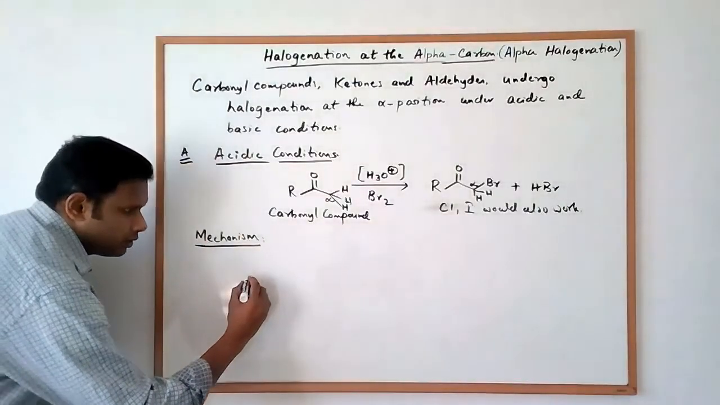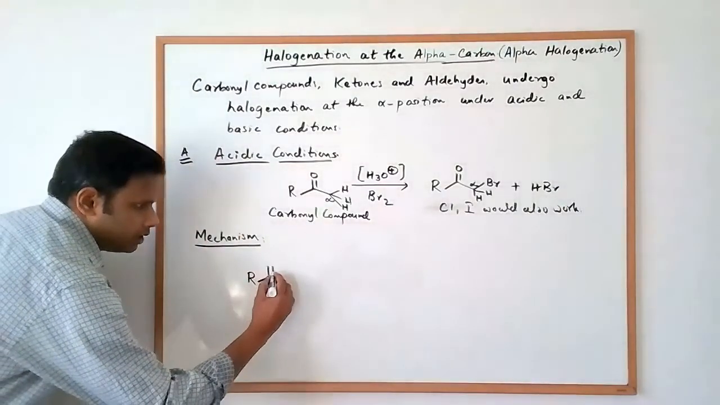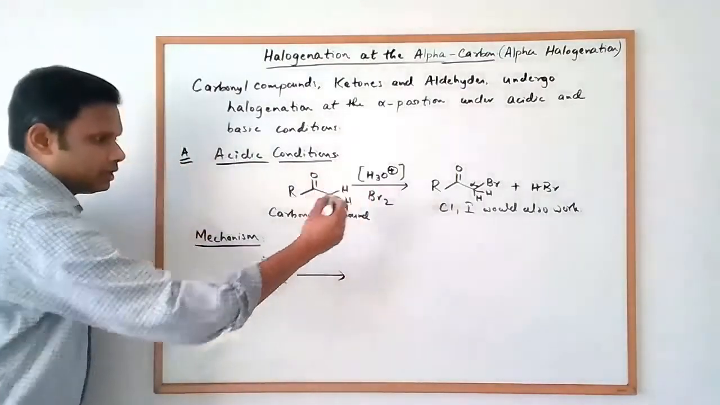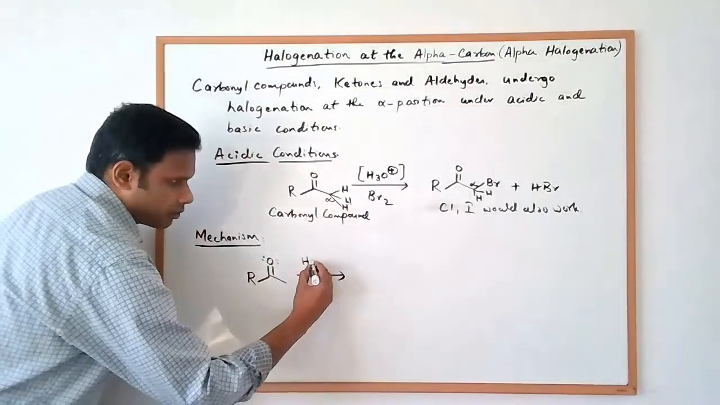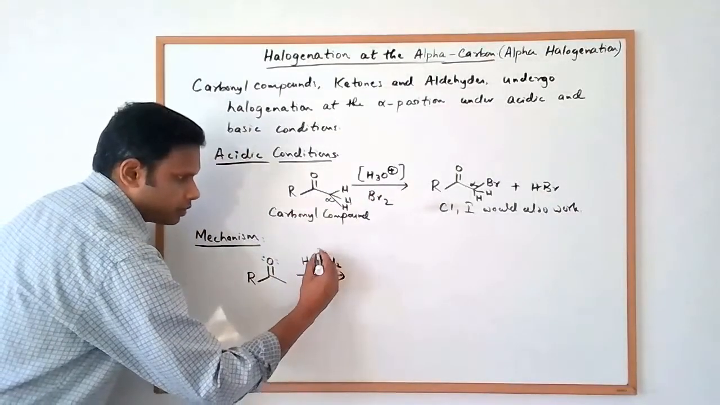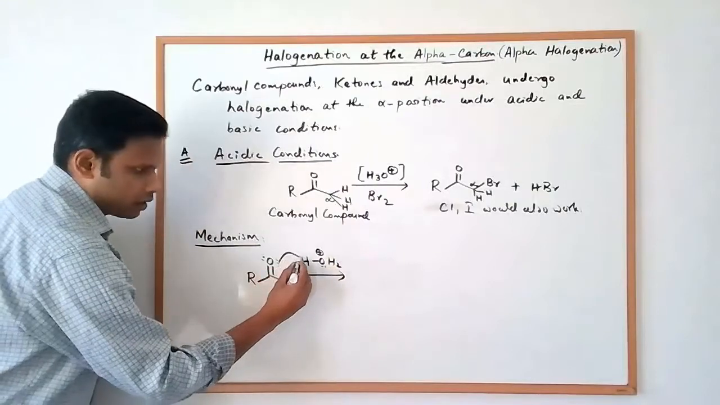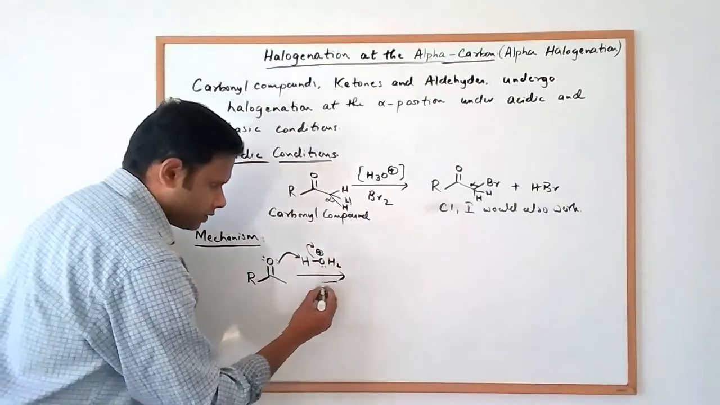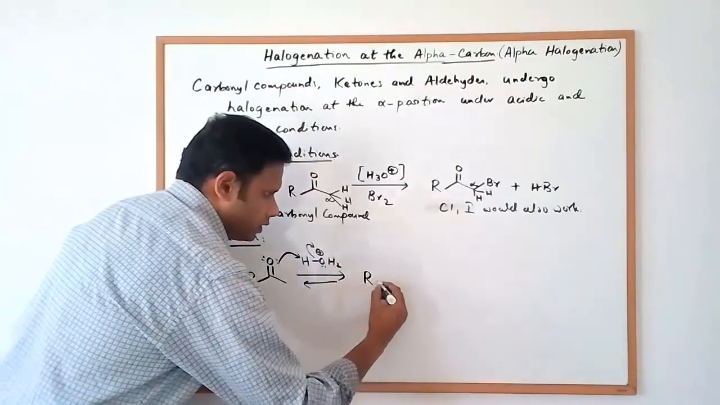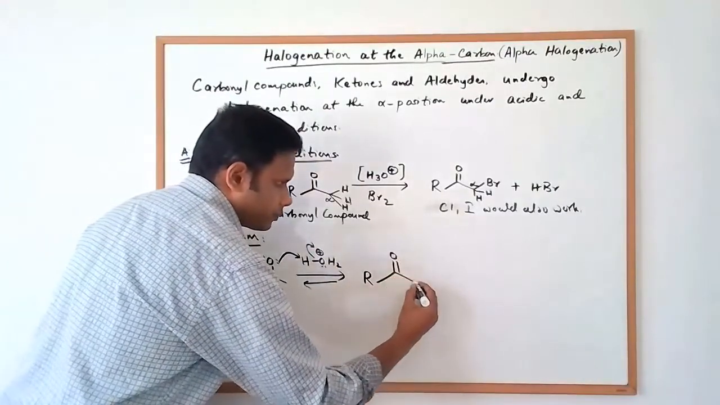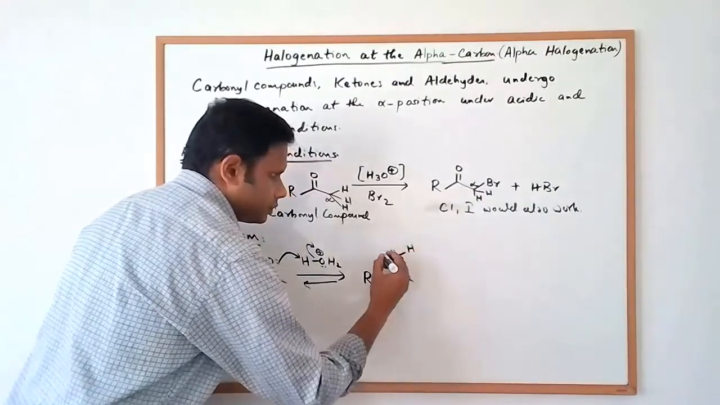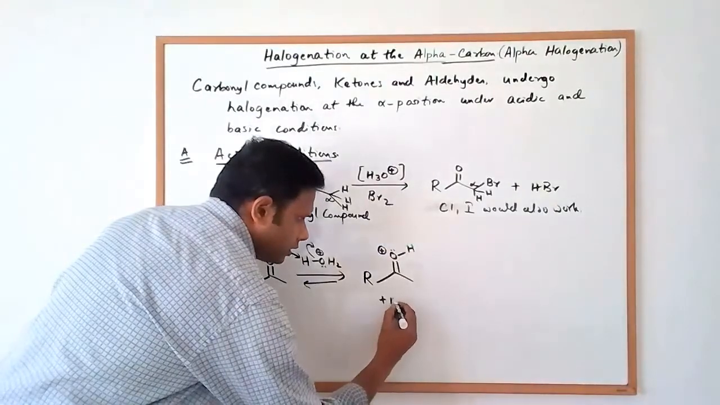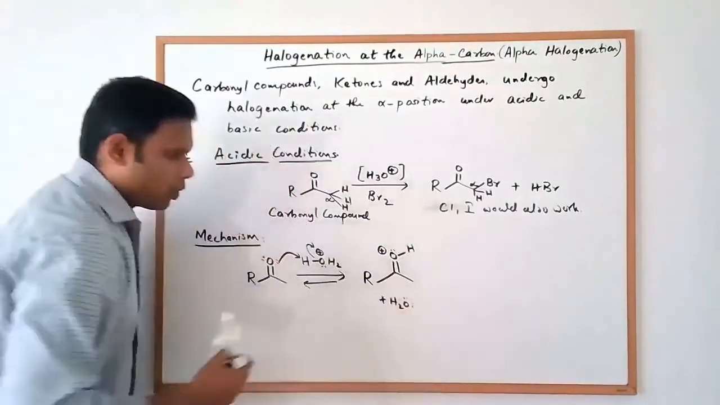In the first step, your carbonyl compound gets protonated by the acid. So we have acid around, and you're going to protonate this oxygen, the carbonyl oxygen. There's a proton transfer here. Under equilibrium conditions, you're going to make the protonated carbonyl compound along with water that will be generated.